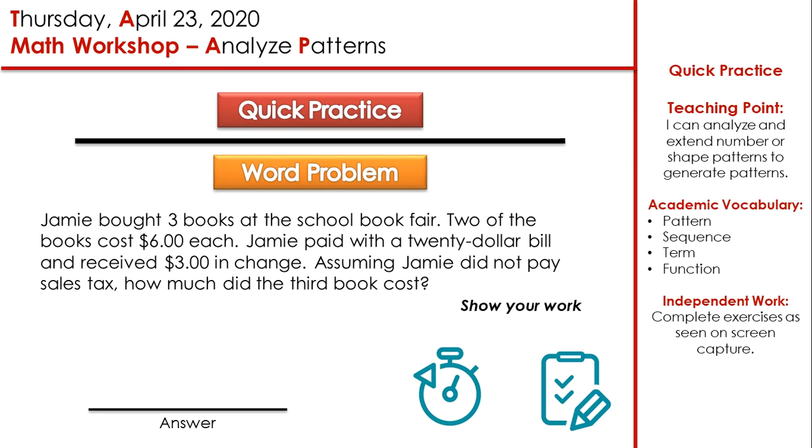Alright? So in our quick practice for today, we have a word problem. It goes as follows. Jamie bought 3 books at the school book fair. 2 of the books cost $6 each. Jamie paid with a $20 bill and received $3 in change. Assuming Jamie did not pay sales tax, how much did the third book cost?